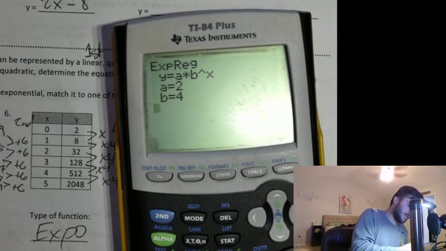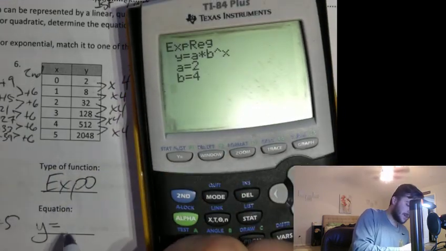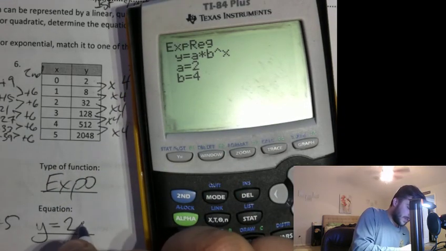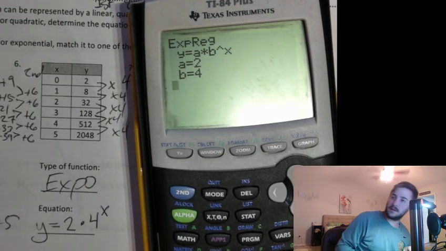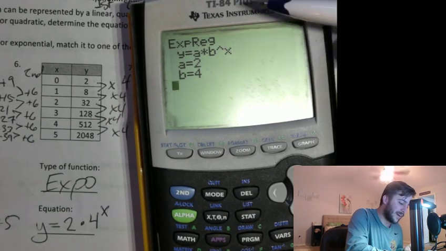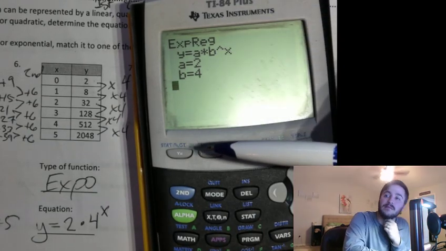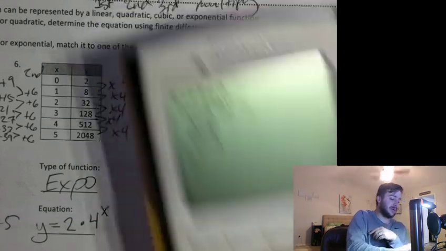y equals, am I even on frame? I'm not. Gosh, I'm doing awesome right now. 2 times 4 to the x power. That's what that looks like. That little, I call it the little caret, is just saying what's the exponent. So my exponent's actually the x itself. All right, so that's how that would look.